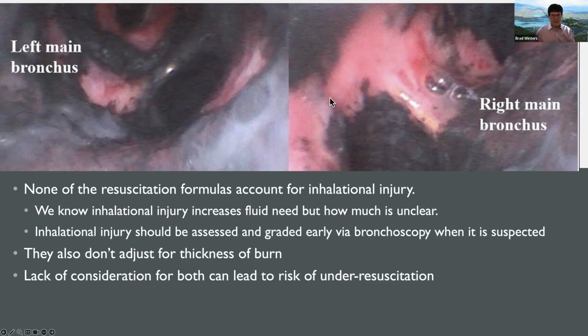There is a grading system for this, for how bad the inhalational injury is. But again, unfortunately, nobody has developed a good way to apply that grading system to the formulas for fluid resuscitation. So we don't know that if the grade is grade 1, that we increase it by 10%. If it's grade 2, we increase it by 20%. If it's grade 3, you increase it by 50%. We don't have a good way of doing that, and it winds up coming down to your clinical acumen.